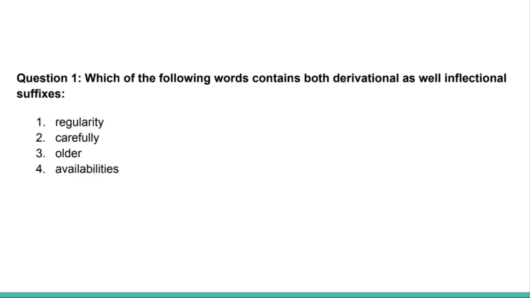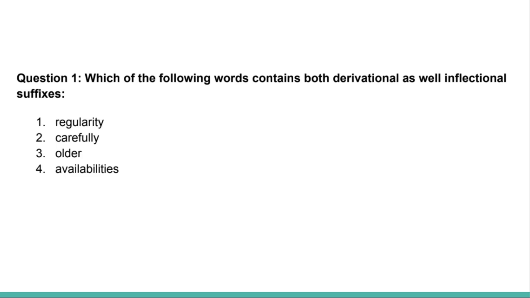So let's take the first option, that is regularity. Regularity is a word form that is derived from the word regular. Regular is the root of this word. Now, ity was added. Ity is the suffix that was added to regular to make it regularity. So now we need to identify whether ity is a derivational or an inflectional suffix. So how do we identify that, based on what we discussed?